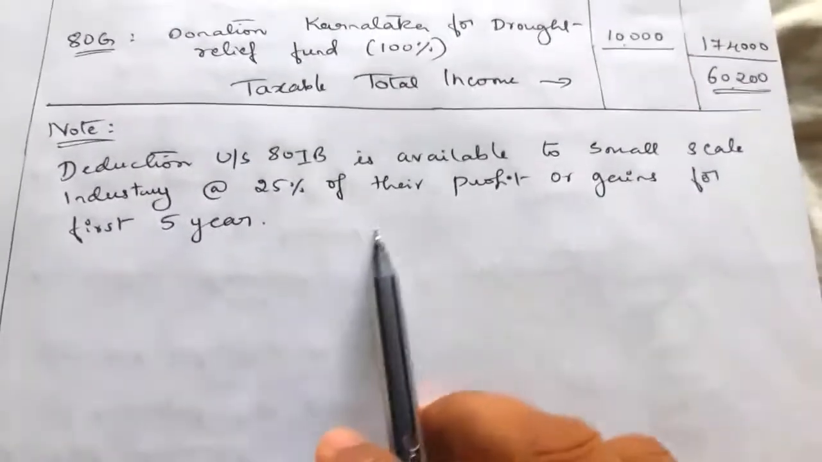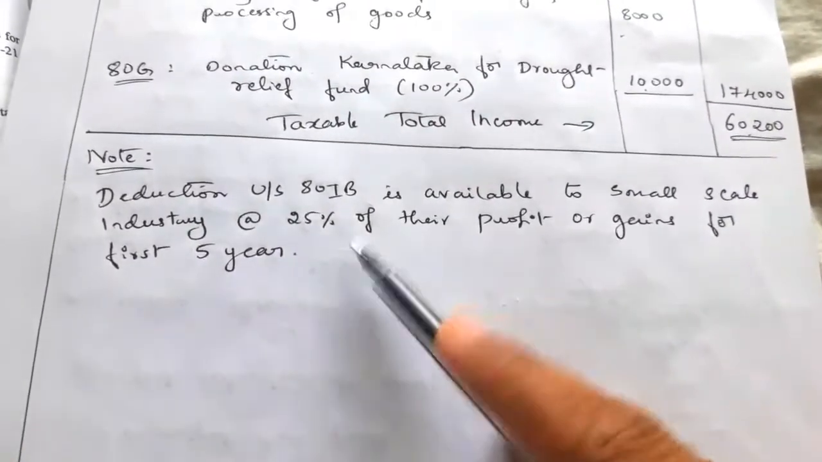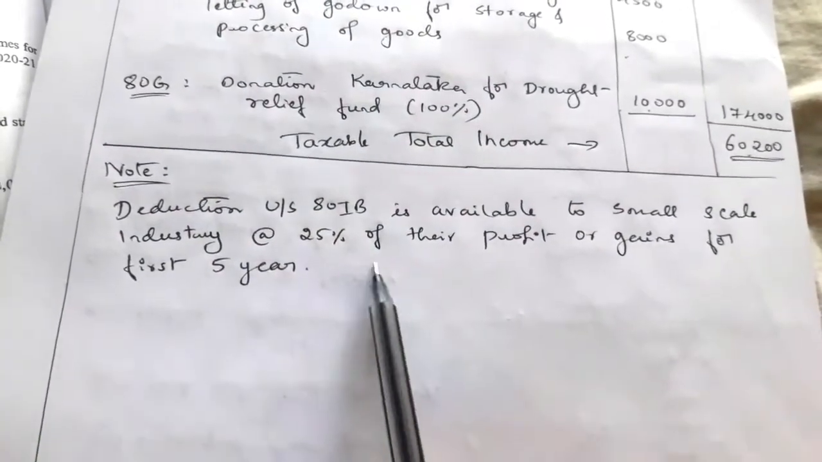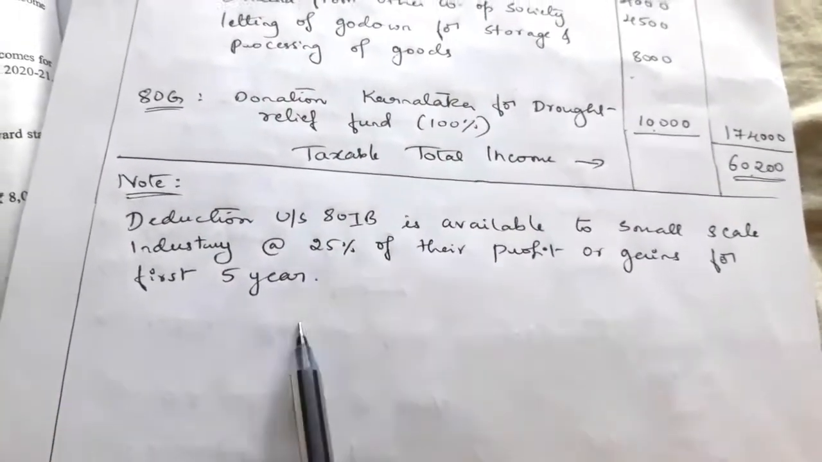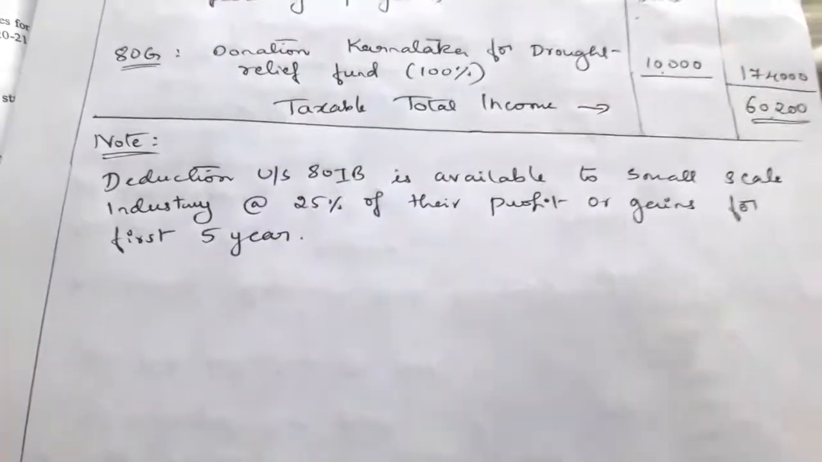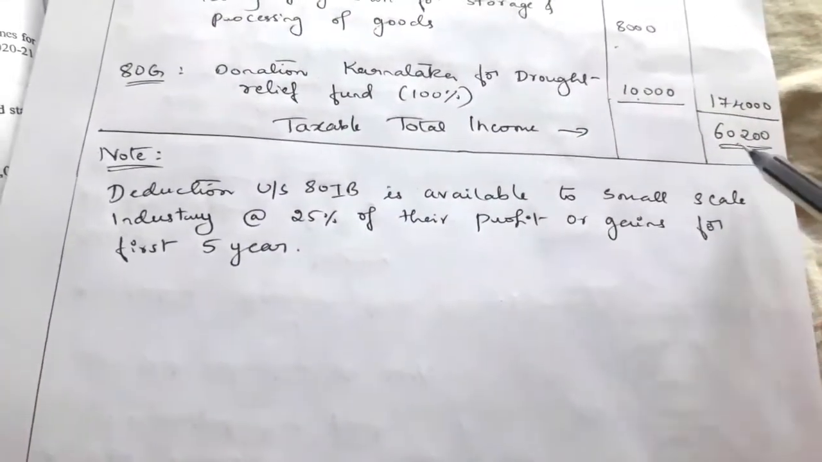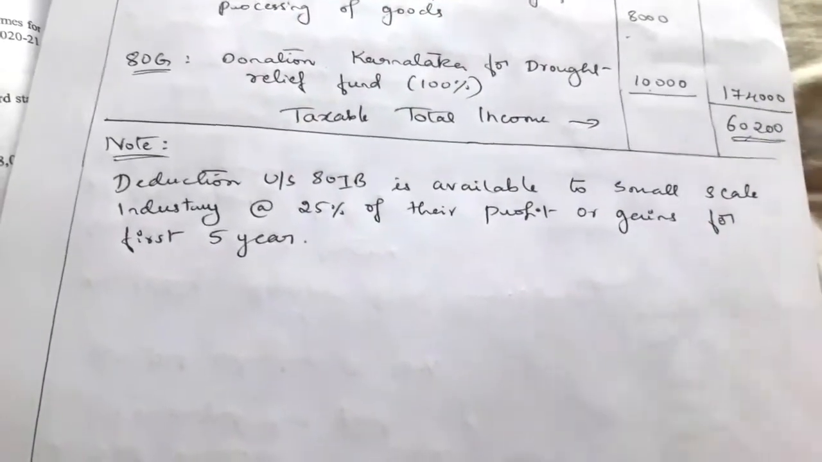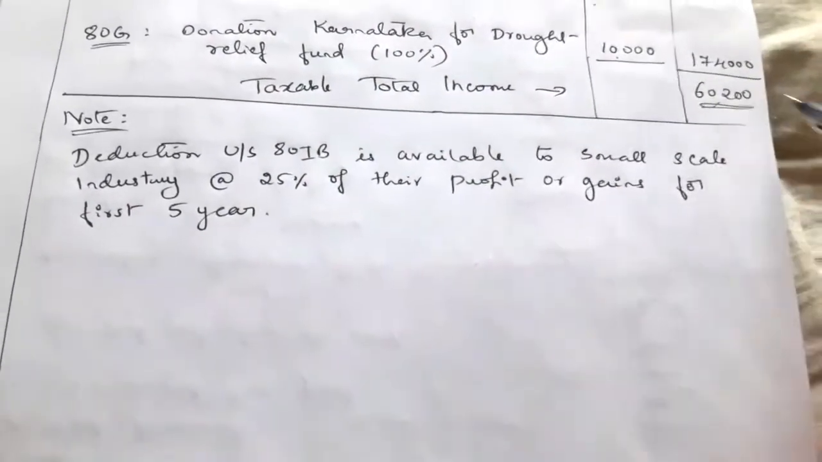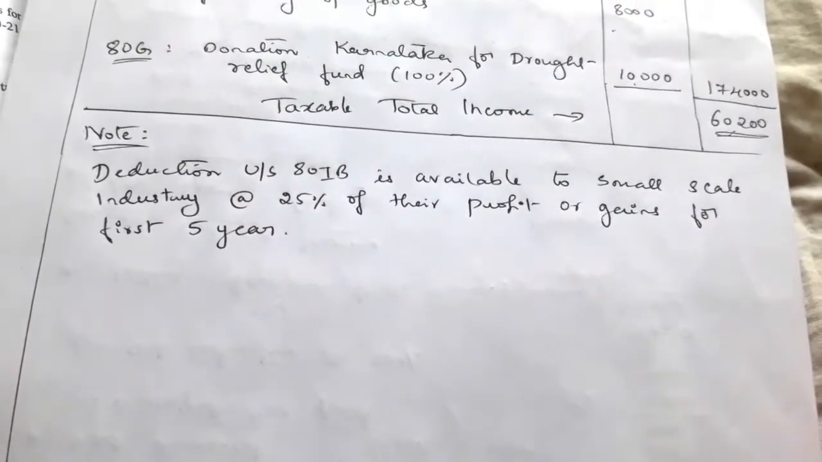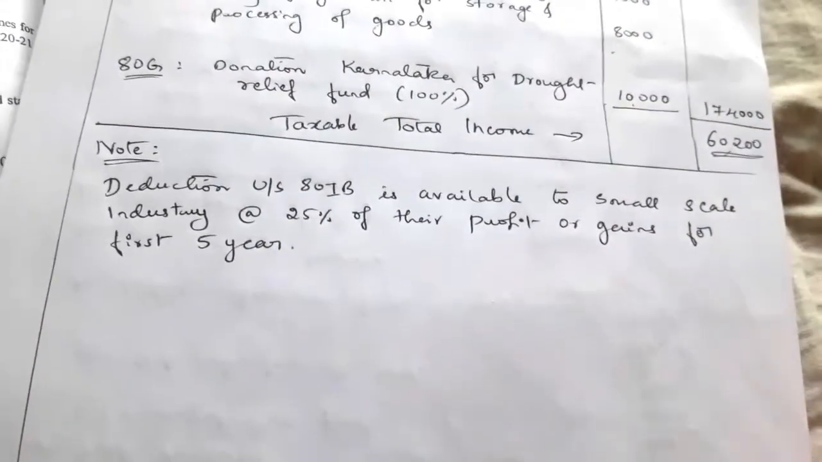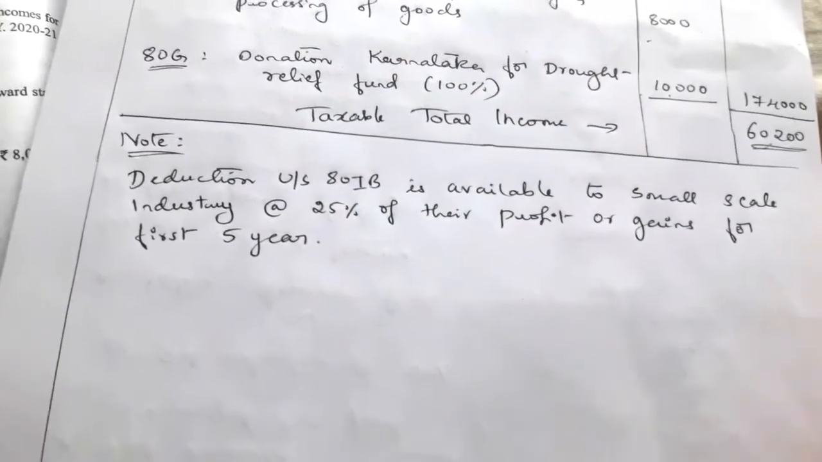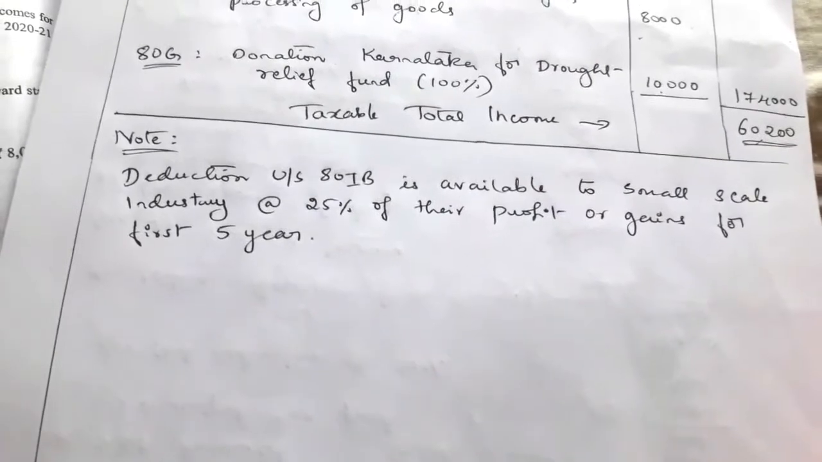Write a note for the 80IB deduction, because here the deduction under section 80IB is available to small scale industry at 25% of their profit or gains for the first 5 years. So compute the tax liability on this income. Here there is no long term capital gain. Directly on 60,200 we have to apply the tax slab, that is first 10,000 at 10%, next 10,000 at 20%, balance at 30%. After that add education cess at 4%, and also compute the AMT as well.